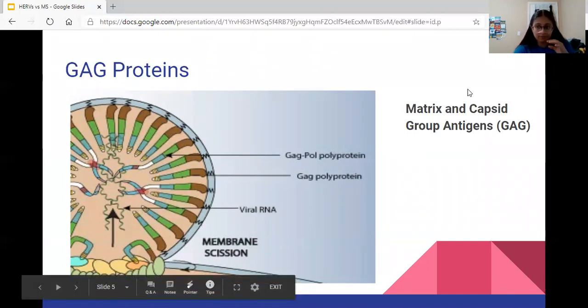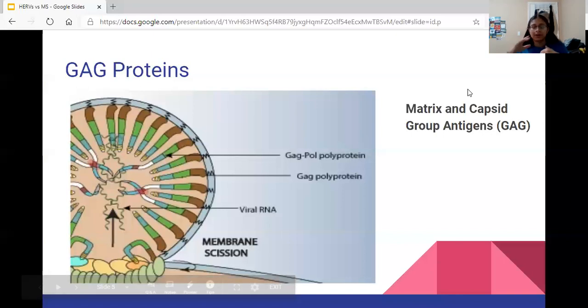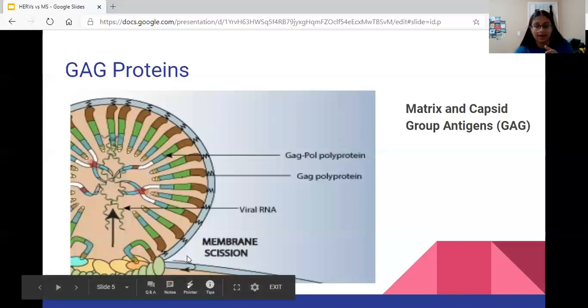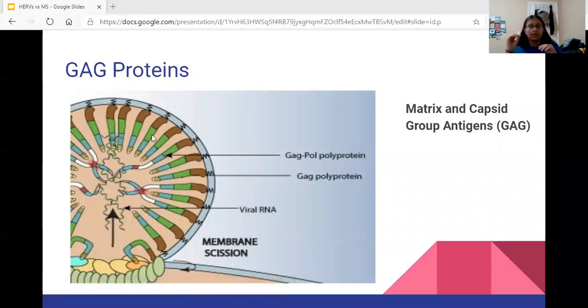It's an acronym for matrix and capsid group antigens, so GAG. Basically, these antigens are proteins within a virus, and they're targeted by an enzyme called viral protease. Protease is an enzyme that cuts proteins, and then eventually these segments are reassembled to make the mature virus. So basically, if there are active GAG proteins within a system, a mature virus is being formed.